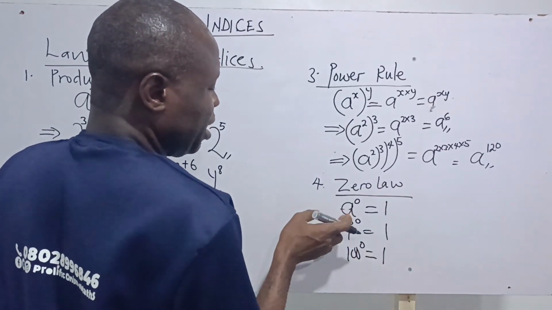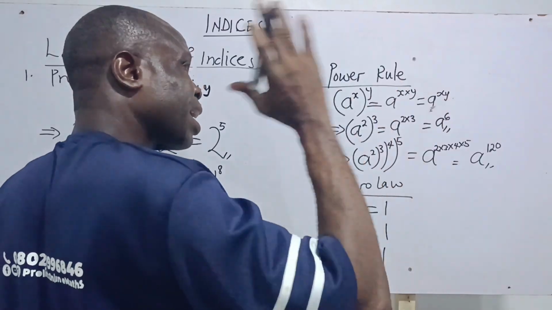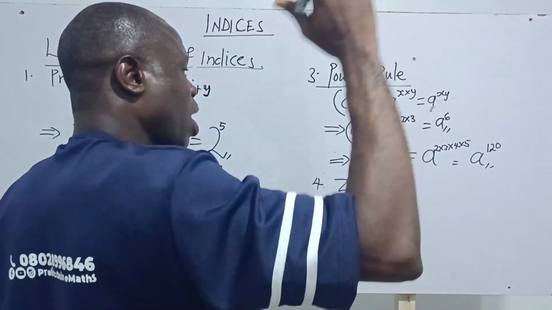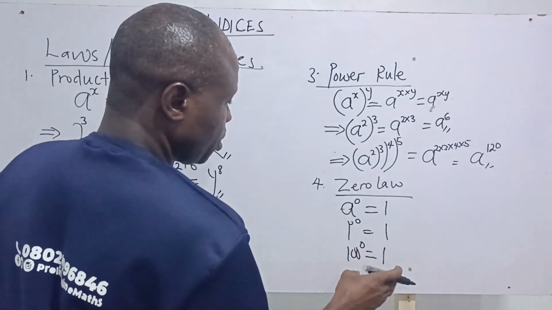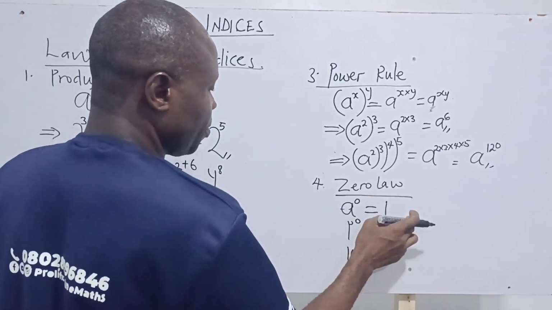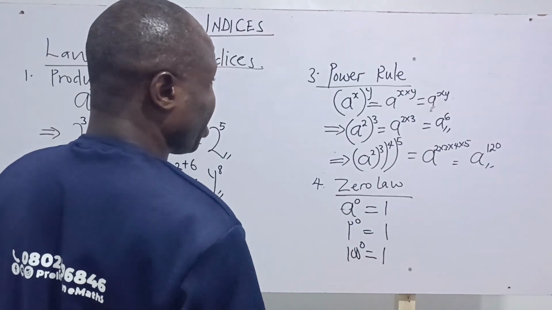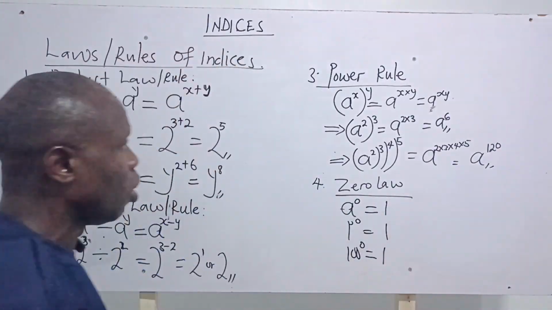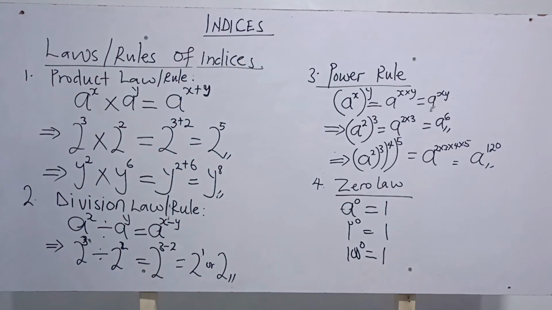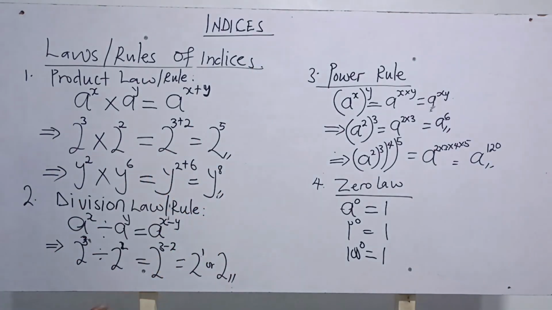So in indices, any letter or any number that is carrying 0 as its index is equal to what? 1. So a raised to power 0 is equal to 1, and p raised to power 0 is equal to 1. 100 raised to power 0 is equal to 1. Whatever number that is raised to power 0 will give you 1. That is the zero law of indices. And that is what we are going to learn on this law. We still have the other ones.